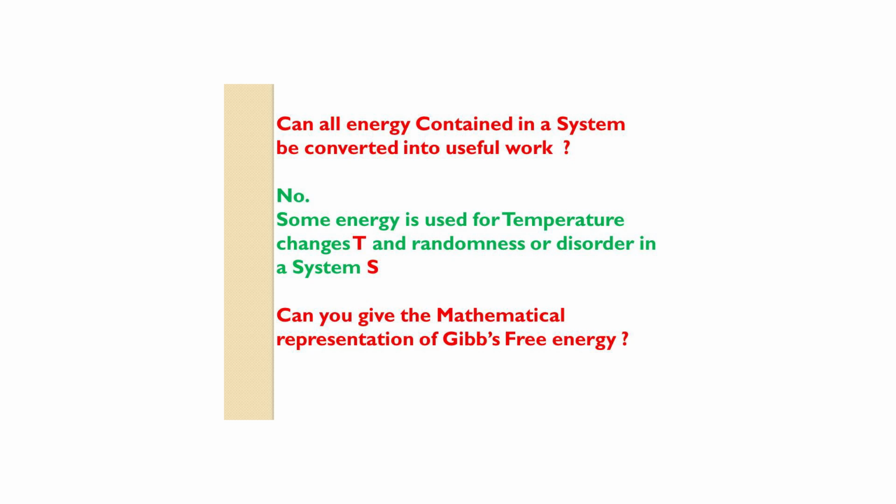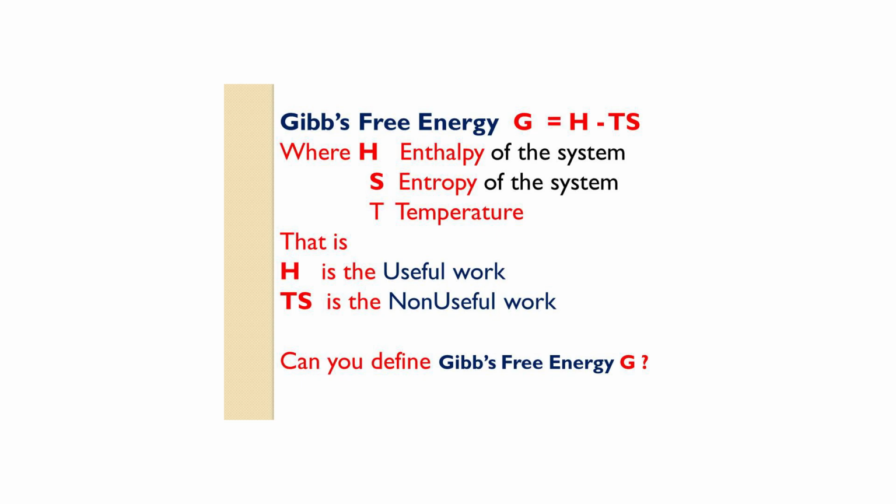Can all the energy contained in a system be converted into useful work? No. Some energy is utilized for the temperature or randomness in a system. Students, can you give the mathematical representation of Gibbs free energy? Capital letter G is equal to H minus TS, where H stands for enthalpy of the system, S stands for entropy of the system, and T is the temperature. From this equation, H is the useful work and TS is the non-useful work.